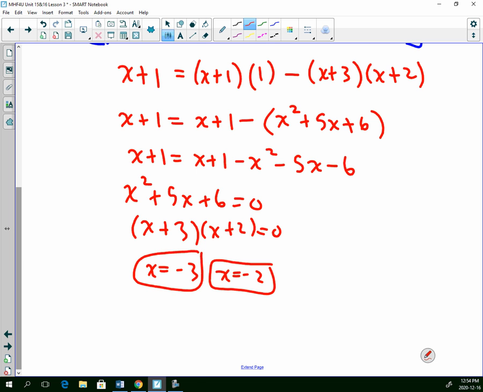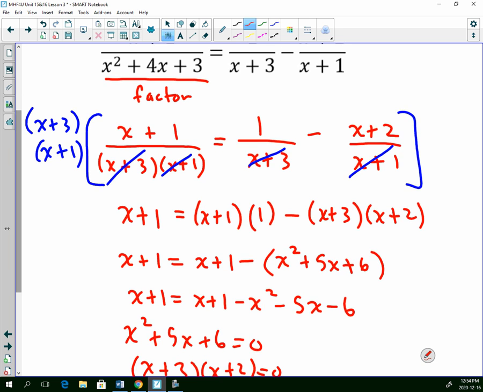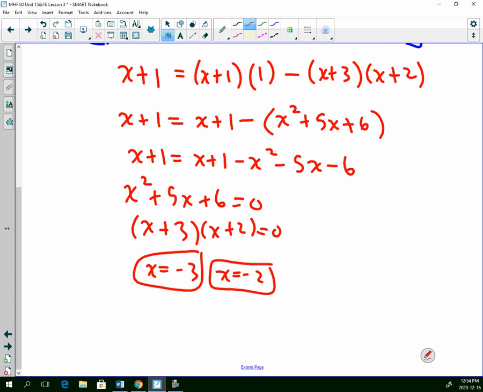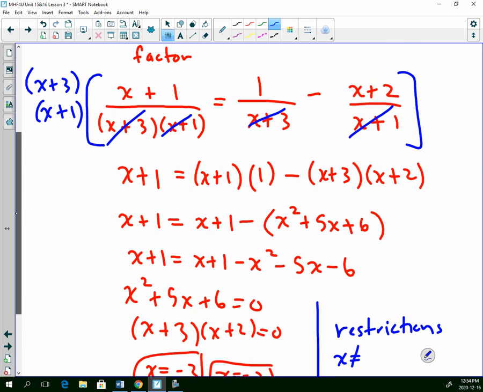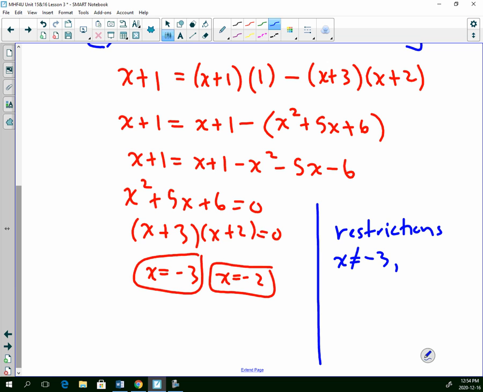And then I'm just going to check restrictions. Well, my restrictions are x cannot be -3 because that was a factor in the denominator, and -1. So this one is invalid because it is a restriction, right? So this one's not possible, so x equals -2 is the solution.